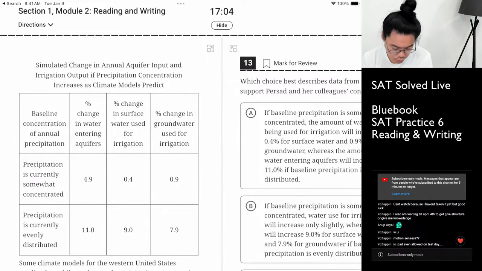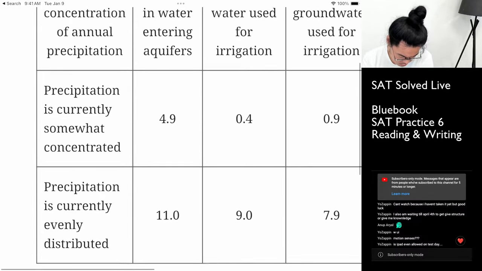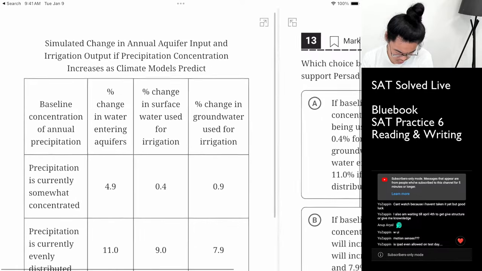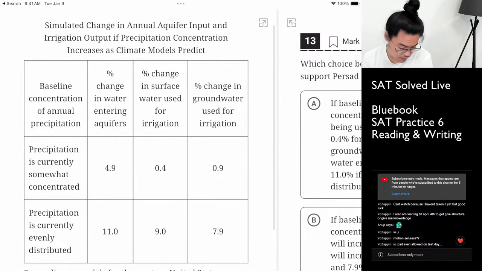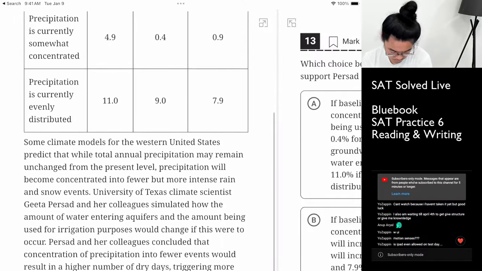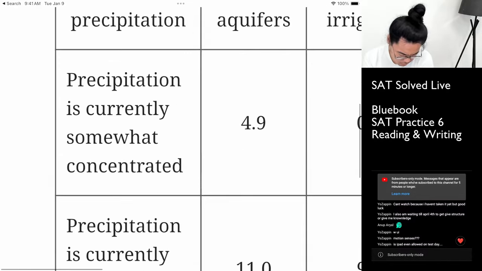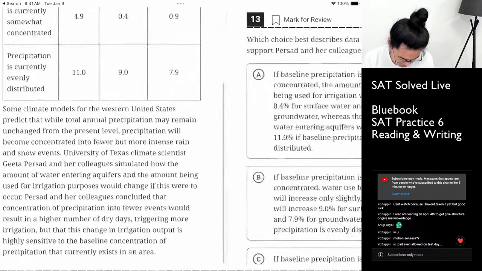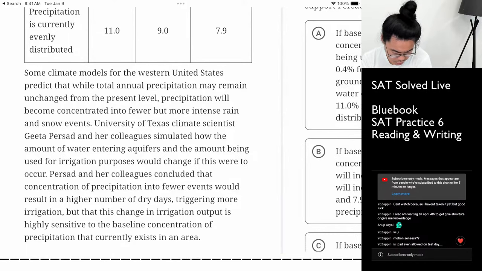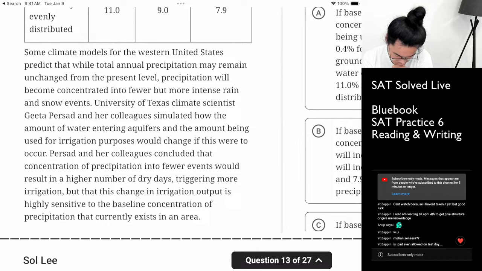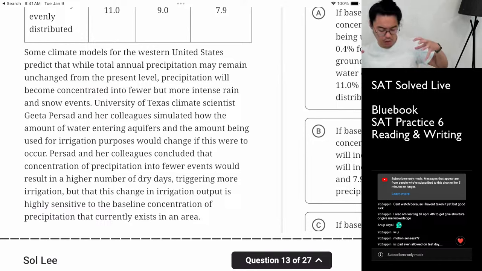If precipitation concentration increases somewhat, ooh, I need to read this passage to figure out what it's saying. I don't get it. Okay. Notice I took a long time to read that. Some climate models predict that while total annual precipitation may remain unchanged, concentration will happen. But this is saying currently, that's what's tripping me up. Okay? But I'm kind of getting it. Precipitation will become concentrated into fewer, more intense events. Higher number of dry days. Wait, if you concentrate the precipitation in fewer events, okay, of course. Triggering more irrigation. Sure.